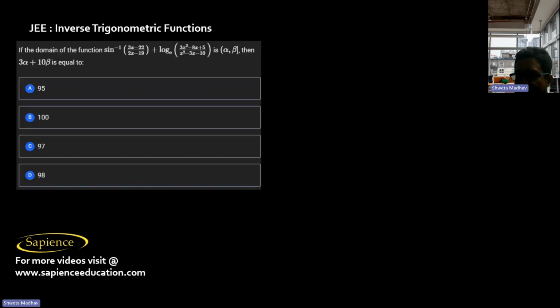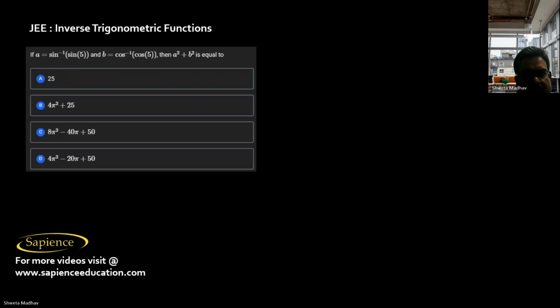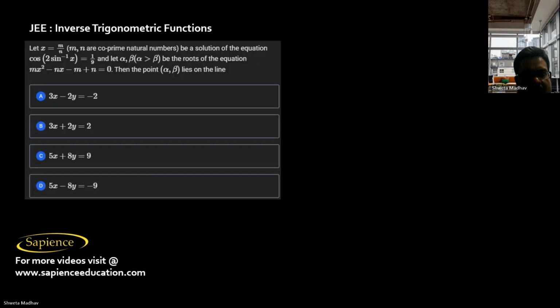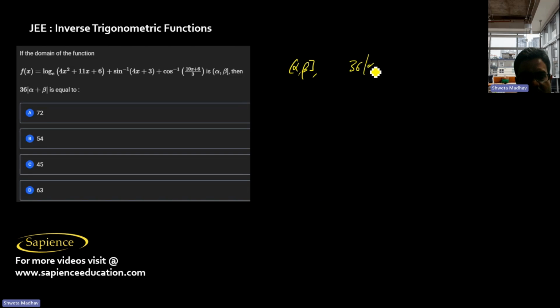So here it is told that the domain of this function is alpha to beta, then 36 into mod of alpha plus beta will be how much? The function f of x is log base e of this plus sine inverse of this plus cos inverse of this. So we know that for log base e y, here y should be more than 0.